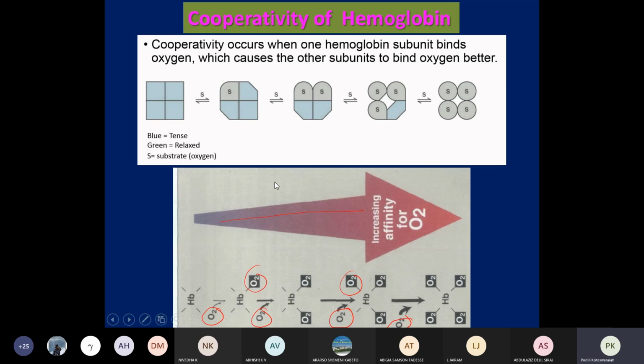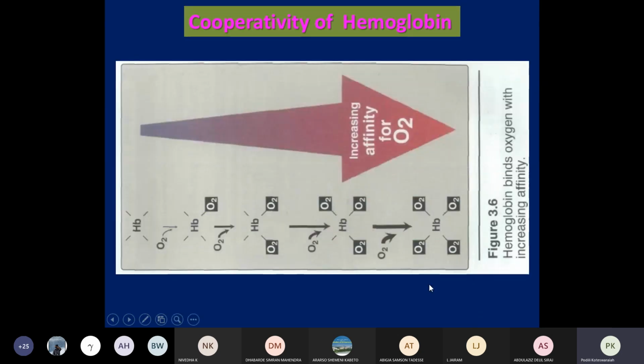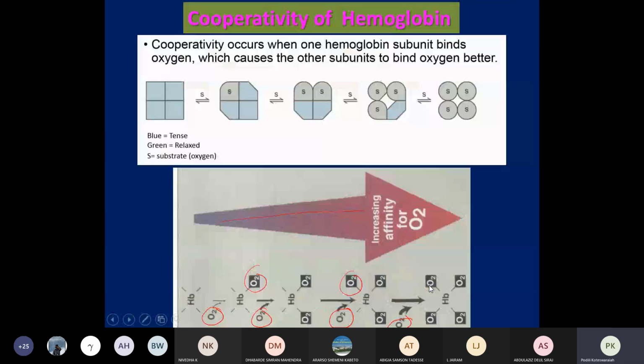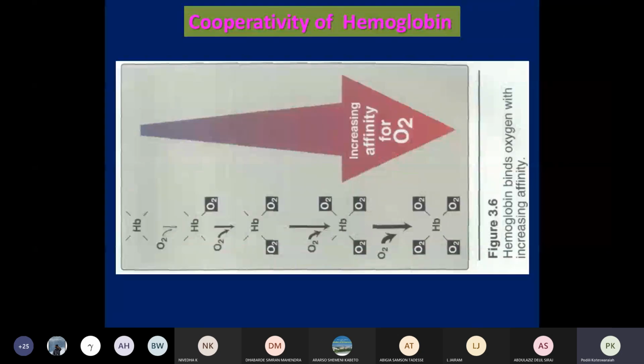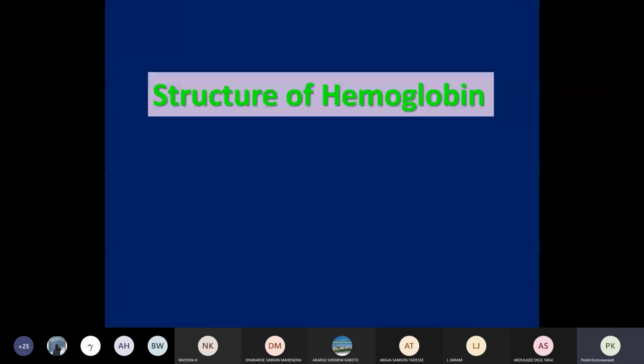Not only hemoglobin, many multimeric proteins exhibit this property, cooperativity. And not only binding: losing one oxygen molecule also makes it easier for the further oxygen molecules to be lost from the hemoglobin O2 binding sites. That means it is not only good in binding, it is also good in releasing where it needs to release.